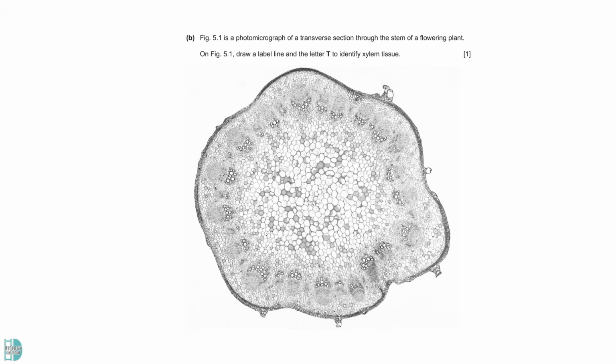In B, we have a photomicrograph of a stem. You have to draw a label line and the letter T to identify xylem tissue. First of all, look for the vascular bundles. You will find xylem inside them. Xylem vessels are the largest cells in a vascular bundle, so those large circles are the xylem vessels. Together, they are the xylem tissue.